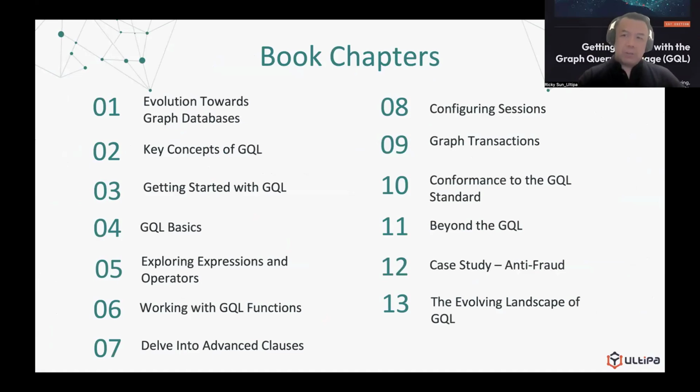The overall structure of the book: we divide things into 13 or 14 chapters. A couple of chapters are really important, like GQL basics, exploring expressions and operators, and working with GQL functions. We have a chapter dedicated to advanced queries and also configuring sessions and transactions. That's definitely something we need to pay attention to.